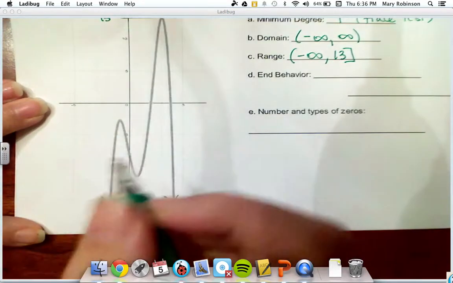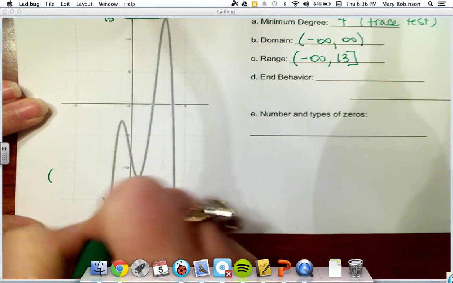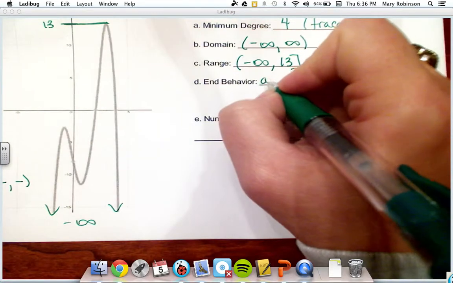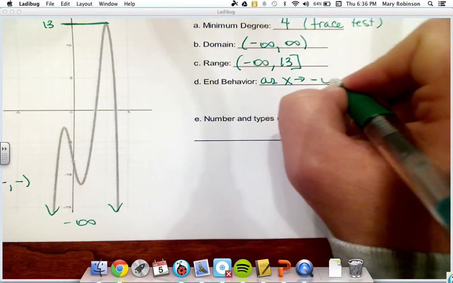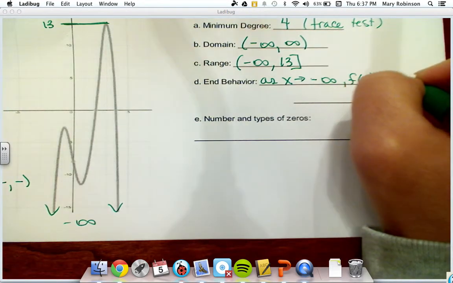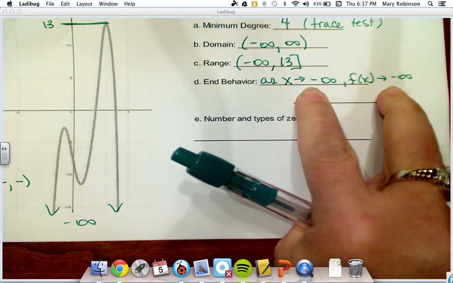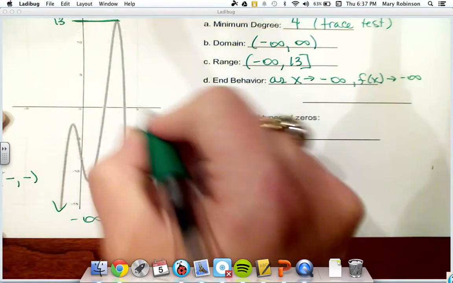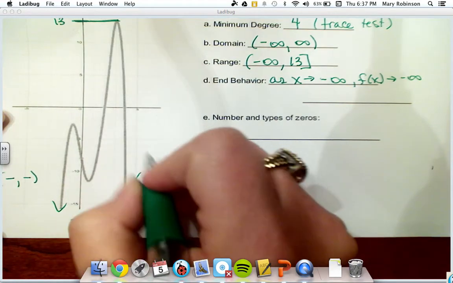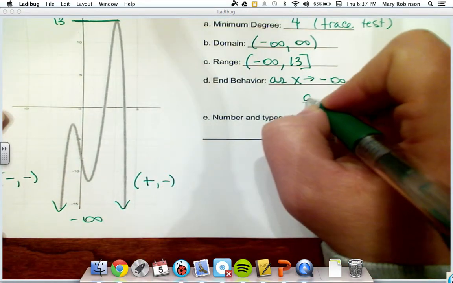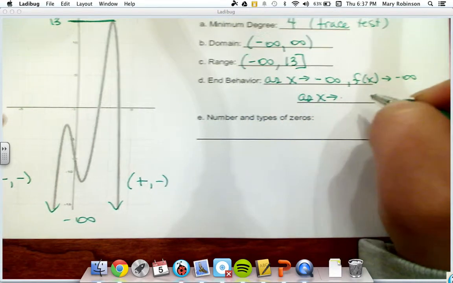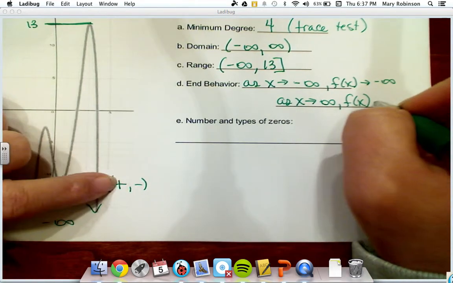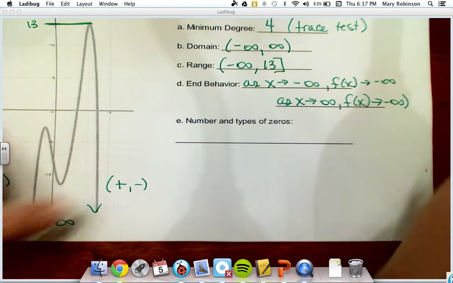End behavior, similar to the graph before, because our endpoint here on the left was in quadrant 3 where coordinates are negative, negative. We would state that as x approaches negative infinity, f of x approaches negative infinity. Remember, these coordinate signs here correlate to the coordinates here. And on this end, again, we're in quadrant 4, so that would be positive, negative. So it's actually the same end behavior statement that we had before. As x approaches positive infinity, our y, which is our f of x, approaches negative infinity.